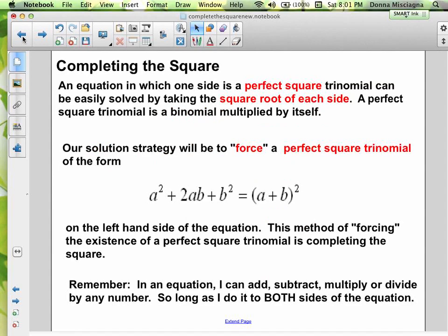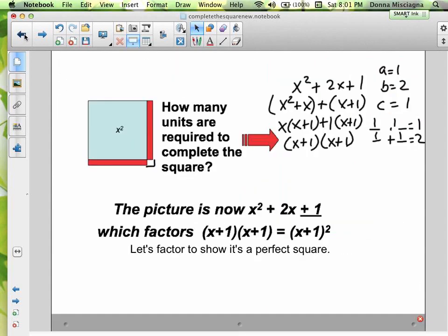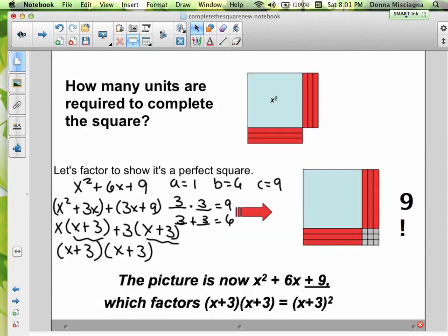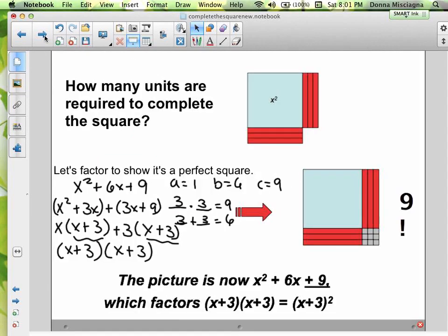So let's go back and take a look at what b was and show you that each time we added b divided by 2 squared. So this one was the first one. It was x squared plus 6x plus 9. b is 6. Half of 6 is 3. Actually, let me write it to show you. So I'll put it over here.